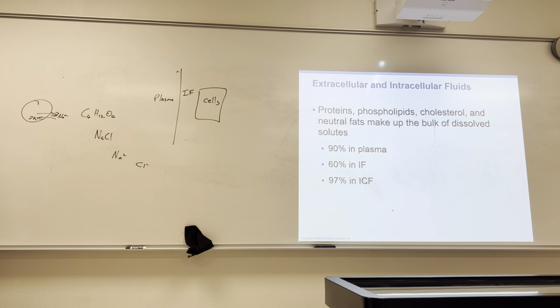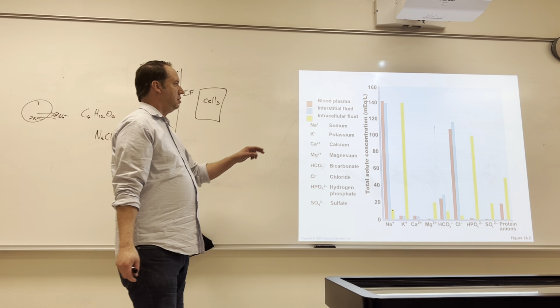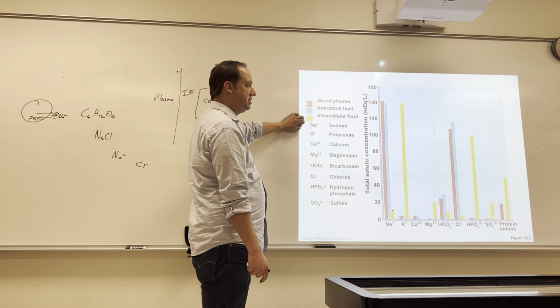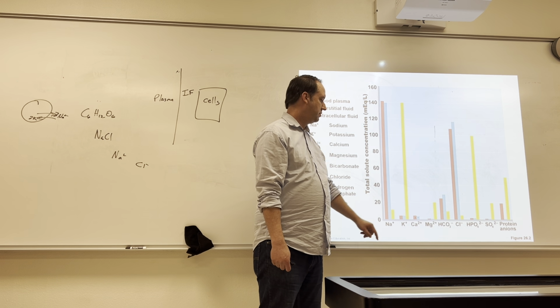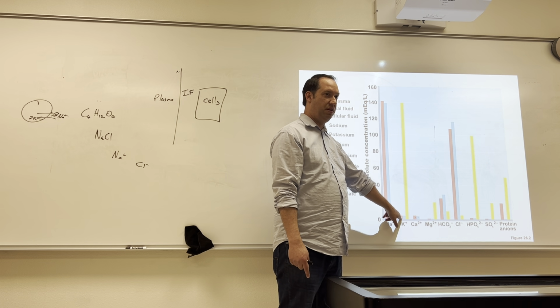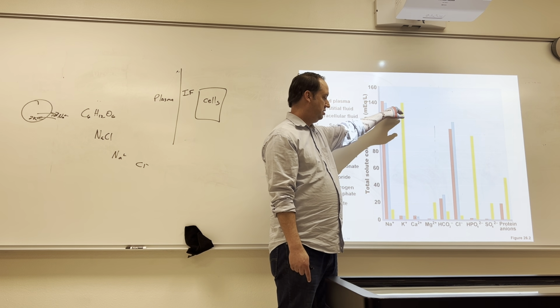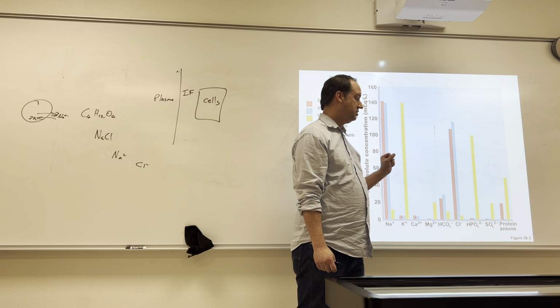So let's look at our distribution here. Plasma is red, interstitial fluid is blue, and inside the cells, intracellular fluid is yellow. So here's sodium. You can see there's a lot of it in the plasma, a lot of it in the interstitial fluid, and not very much inside the cells. Potassium is the exact opposite: not very much in the interstitial fluid, not very much in the plasma, tons of it inside the cell. Chloride and hydrogen phosphate follow the same patterns.